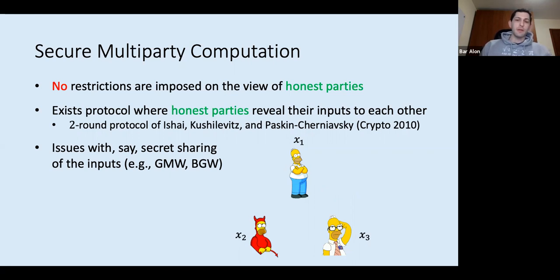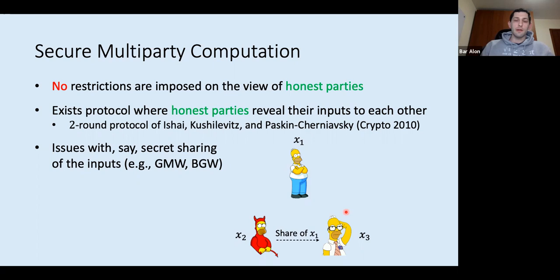So what does this mean? It means that, let's say party P1 wants to share its input, X1. It sends some information, some string, to the second party, P2, and to the third party. And that string alone reveals nothing about X1, but together they can reconstruct X1.